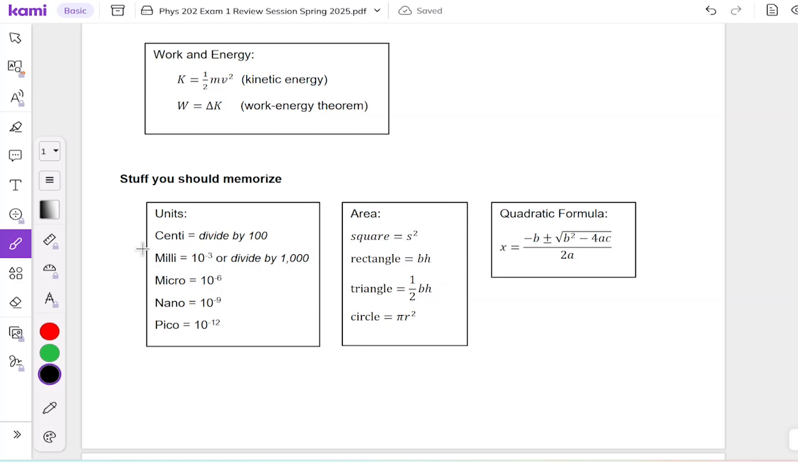Just knowing the unit conversions, centi all the way to pico, are the most common, and areas of a few common shapes. You have no idea how many of my students do not know the area of a rectangle. I feel like that's a prerequisite for college, but I digress. So here they are. I recommend memorizing them. And of course, quadratic formula. Hopefully quadratic formula doesn't show up, but if it does, there it is.